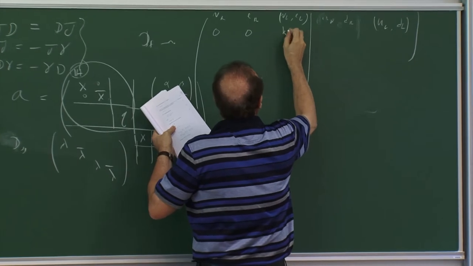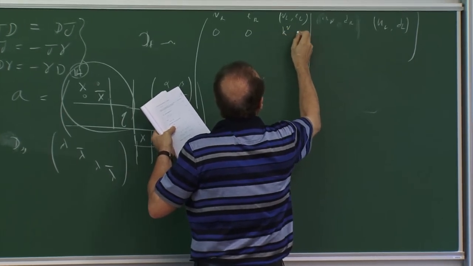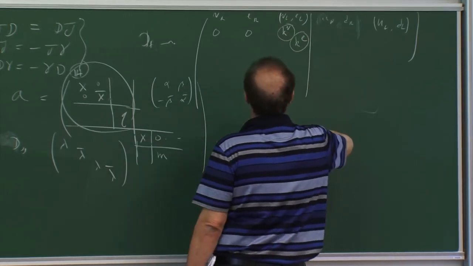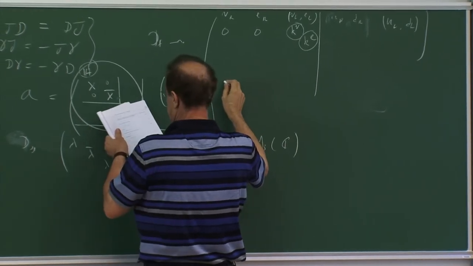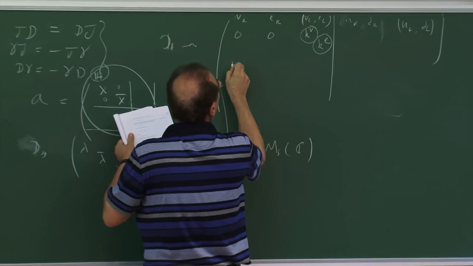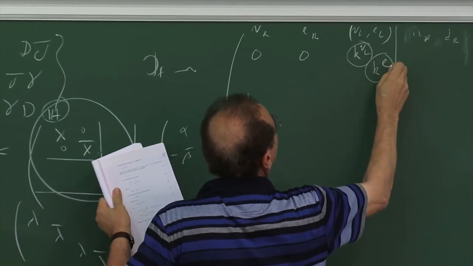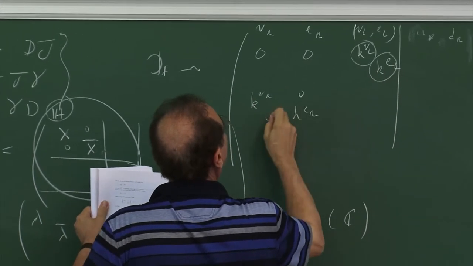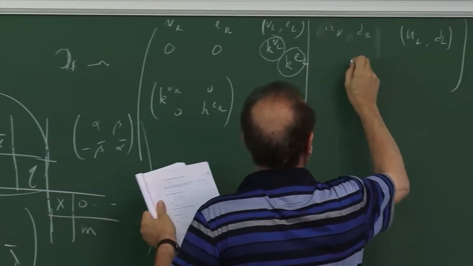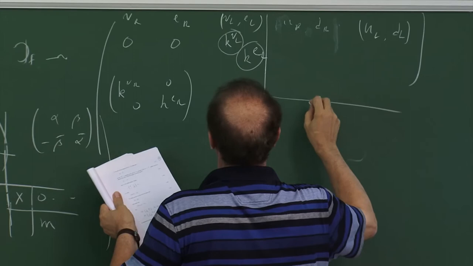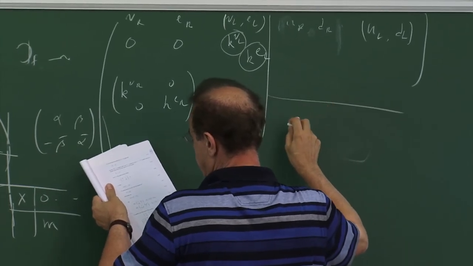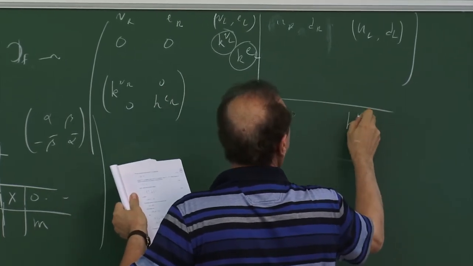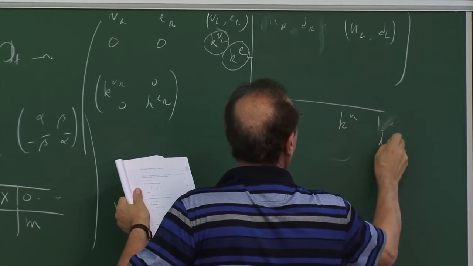I think here you are going to get k nu, and here you are going to get k e, which is actually the Yukawa coupling of the neutrino and the Yukawa coupling of the e. And similarly here, this is nu left, e left, and this is k nu right, k e right, like that. And similarly for the quarks, and only the off-diagonal elements you are going to get. And here also. So this is k up, k down, in diagonal form.